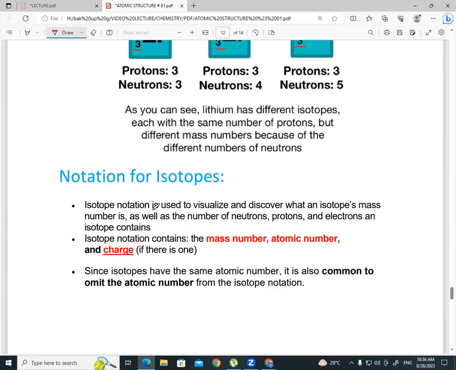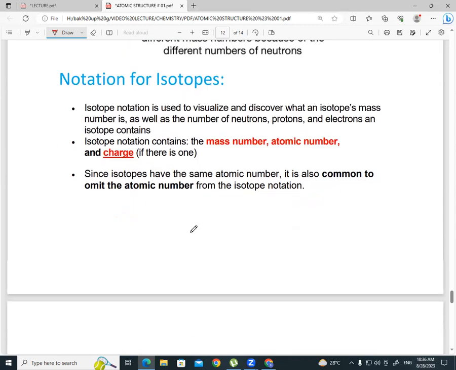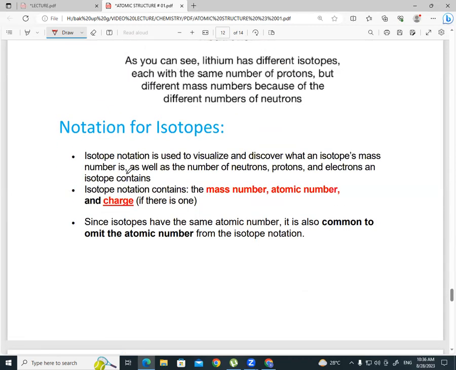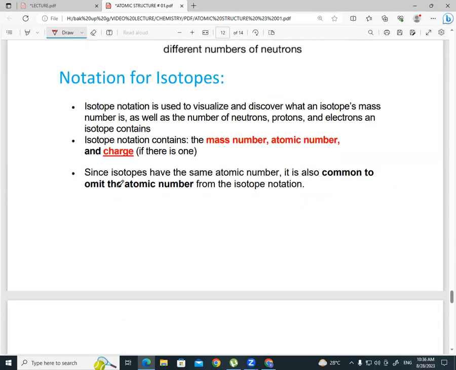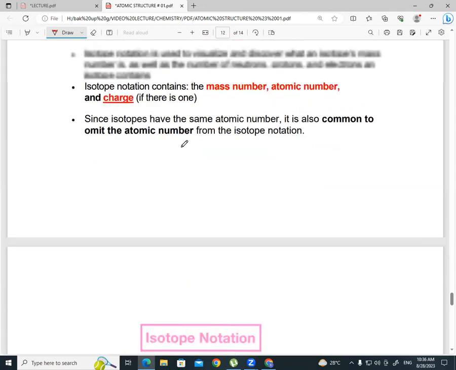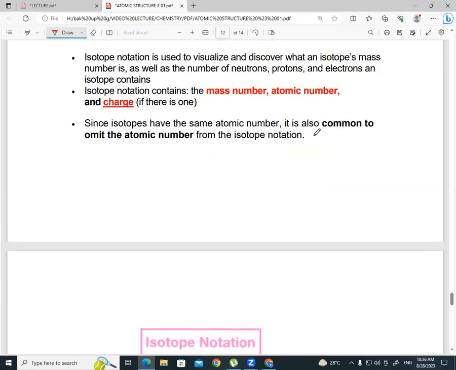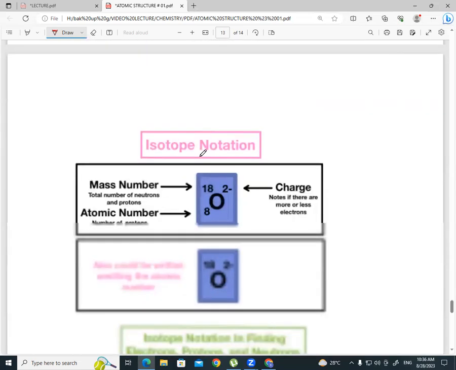Now the next one is notation for isotopes. How will we express this notation? How can we symbolize it? Isotope notation is used to visualize and discover what an isotope's mass number is, as well as the number of neutrons, protons, and electrons an isotope contains. Isotope notation contains the mass number, atomic number, and charge if there is one. Since isotopes have the same atomic number, it is also common to omit the atomic number from the isotope notation.